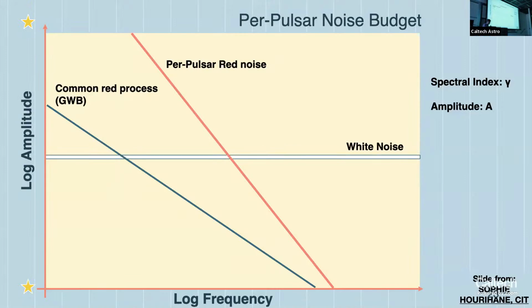Okay, so these next several slides are going to detail how we do our analyses, and they're going to give us pictorial examples of how we do our analyses. And these slides are from Sophie Harahan, who's a graduate student who's worked on NANOGrav. So we're going to build up a per pulsar noise budget. So I mentioned the per pulsar intrinsic red noise. So this is red noise that is individual to that pulsar.